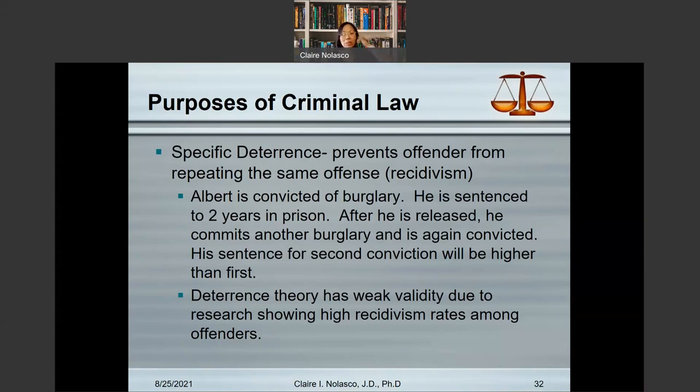An example in most state statutes would be a higher penalty for the second conviction of a crime. For example, Albert is convicted of burglary and is sentenced to 2 years in prison. After he is released, he commits another burglary and is again convicted. His sentence for the second conviction would be higher than the first.